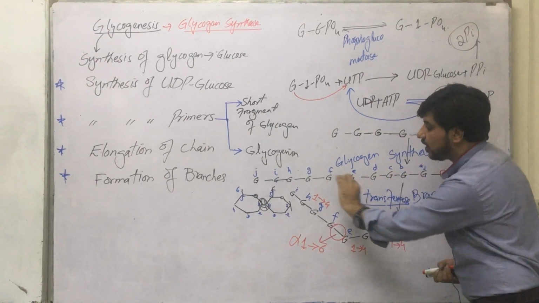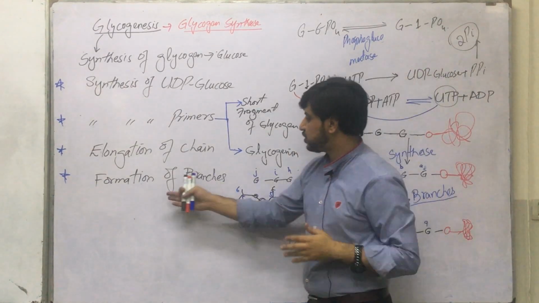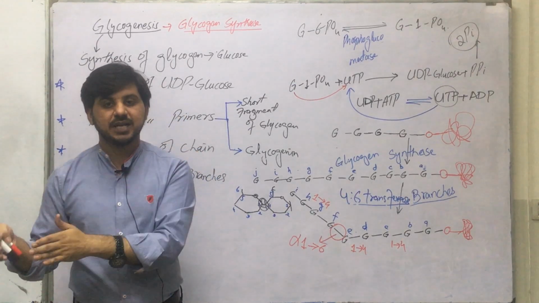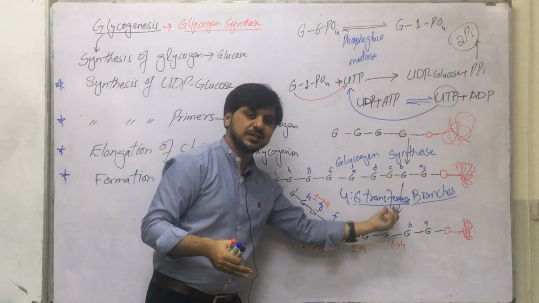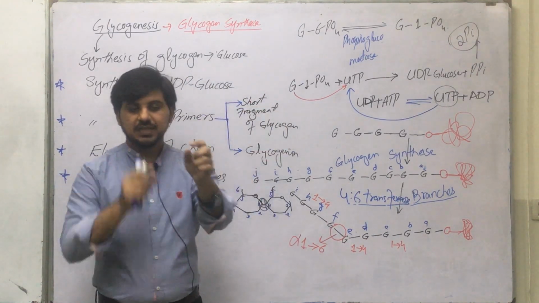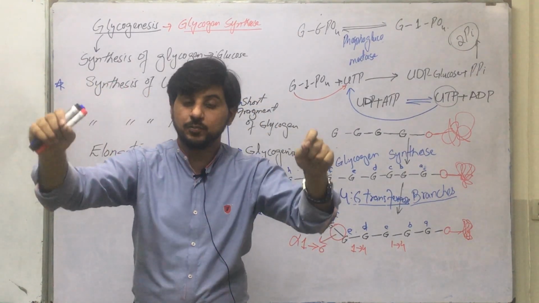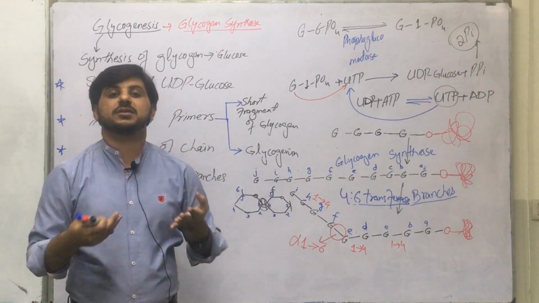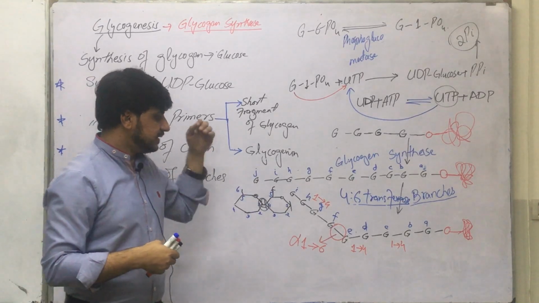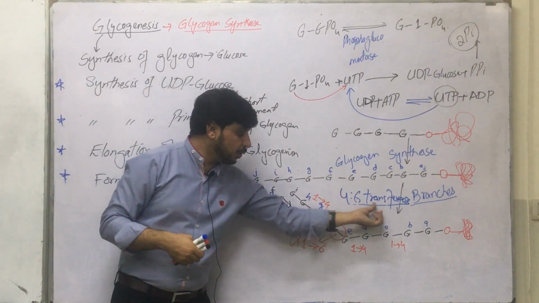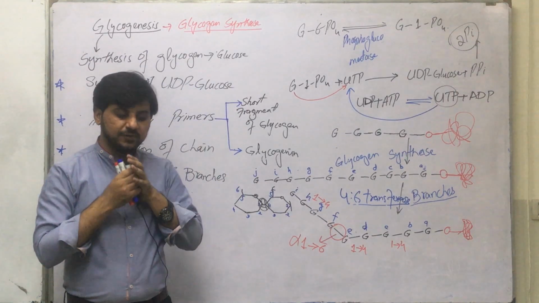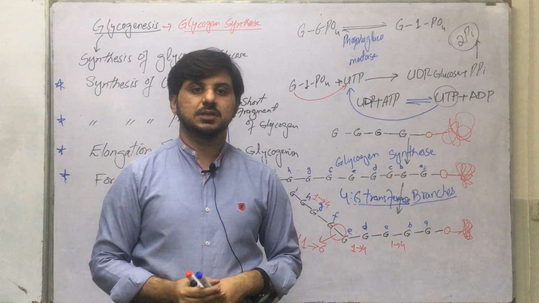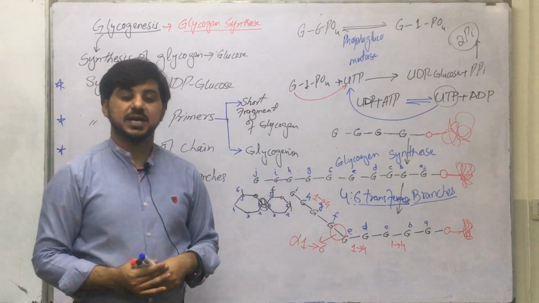it will start adding the molecules of glucose, and then there will be the formation of branches. In the formation of branches, after each 10 to 11 residues, the 4,6 transferase enzyme will come and cleave the alpha 1,4 bond, or break the alpha 1,4 bond, and it will form a new bond which will be alpha 1,6 linkages, and as a result of the action of this 4,6 transferase, there will be the formation of many branches, and at the end we will have a complex structure of glycogen. So this was all about glycogenesis.